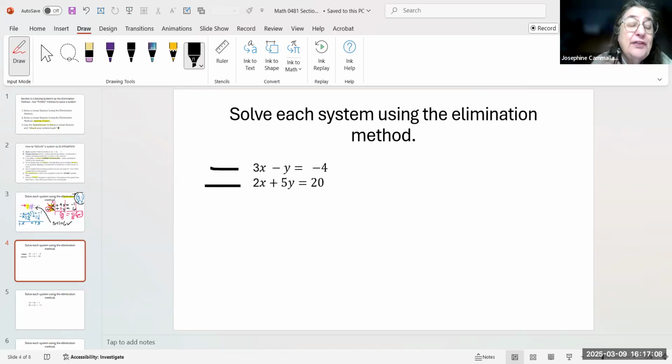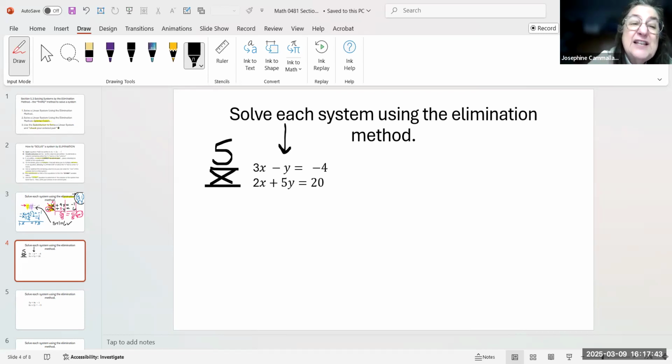Now, if we look at the x's, I have two positive numbers. Well, remember, to eliminate, one must be positive, one must be negative. So that means I'm going to go to the y column. Now, I have a positive 5 and a negative 1. Can I make that negative 1 a 5? A negative 5y? Yes. So I'm going to put a 5 up here, but I'm not changing anything here.